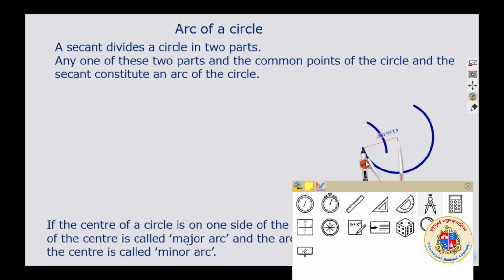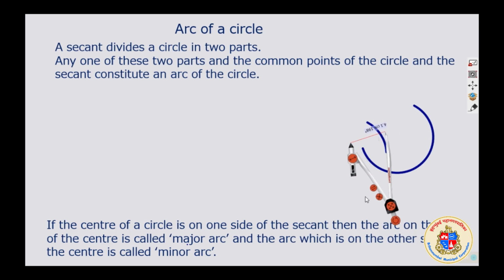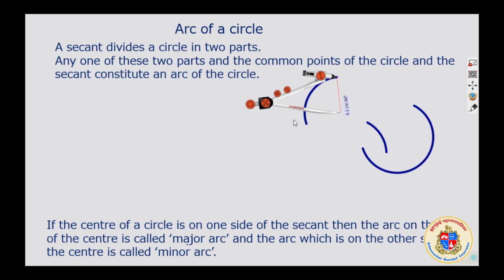So, it is like a piece of a bangle, arc of circle. Correct? This is also arc of a circle. But by definition, when we think how and when arc of circle is formed and what is arc of a circle, then there is a definition.